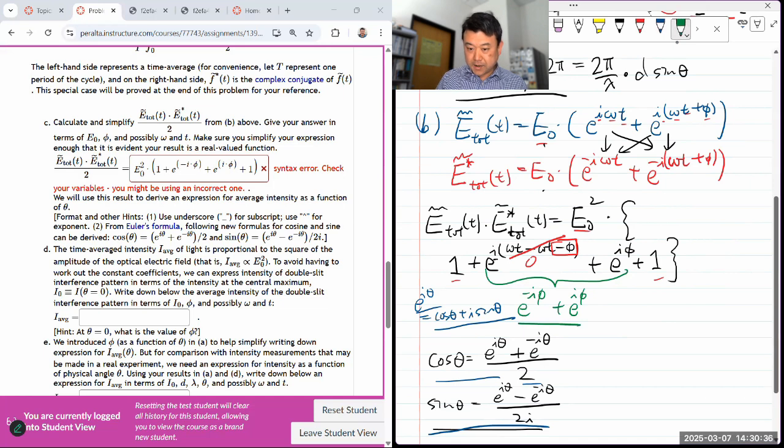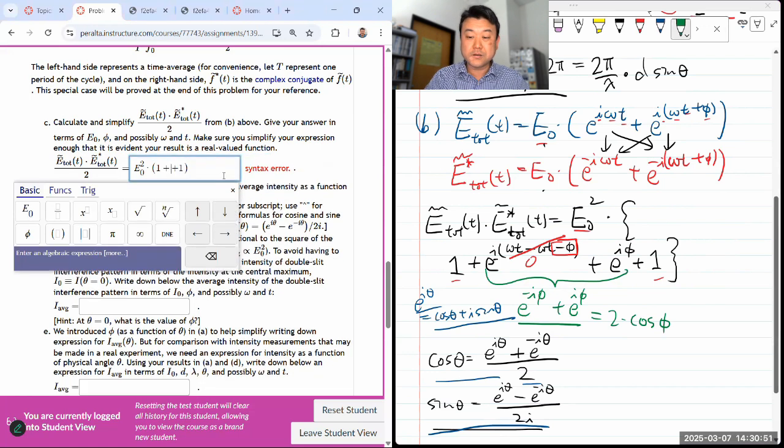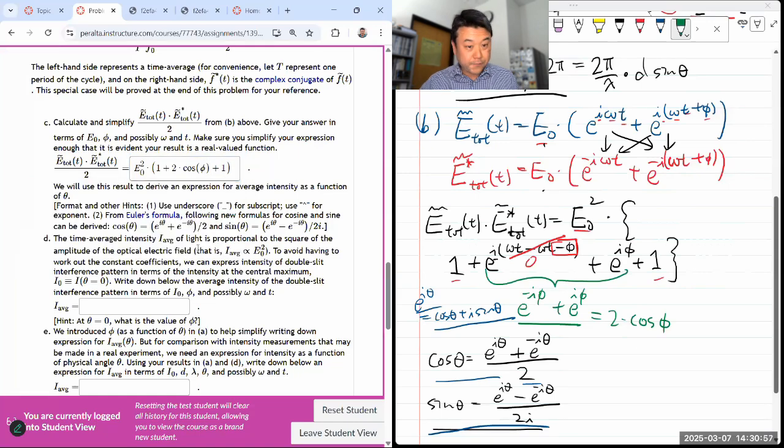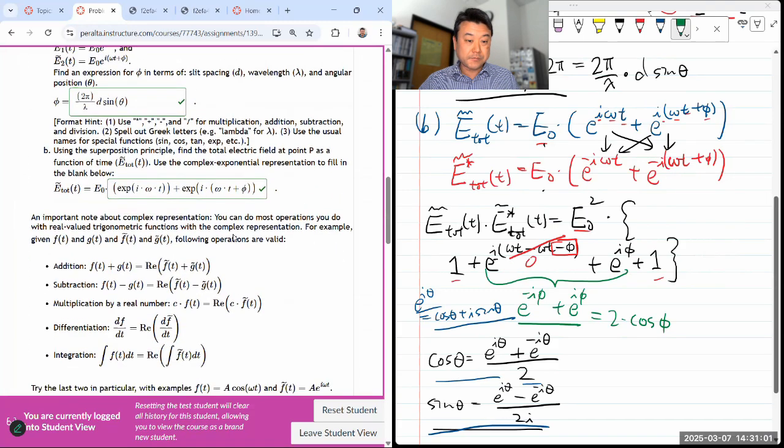Looking at it, especially if I move the 2 over, it looks identical. So this should be 2 times the cosine of phi. Let me make the change, and let's see if this time it accepts what I'm doing. So 2 times cosine of phi. Okay, the syntax error is gone for some reason, and let's hope it's actually what I'm looking for.